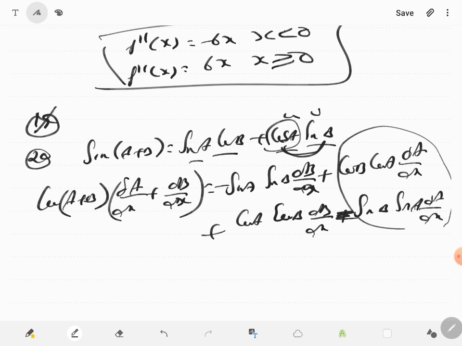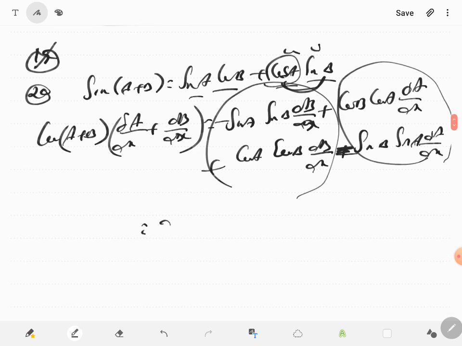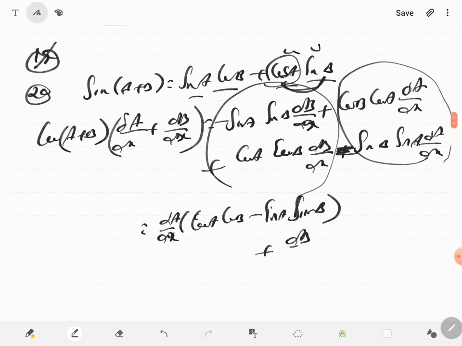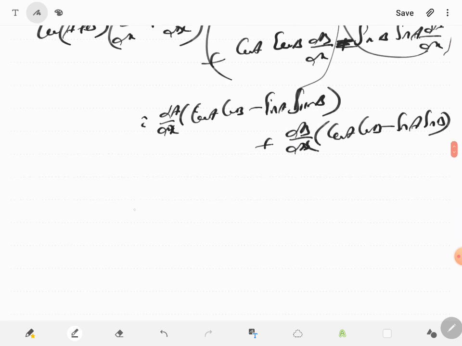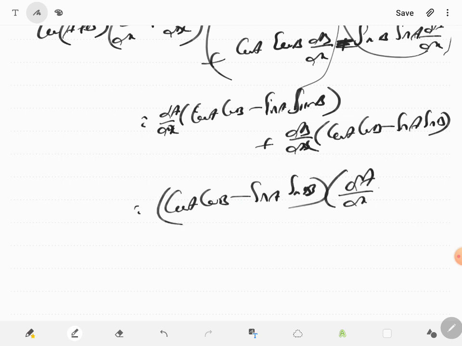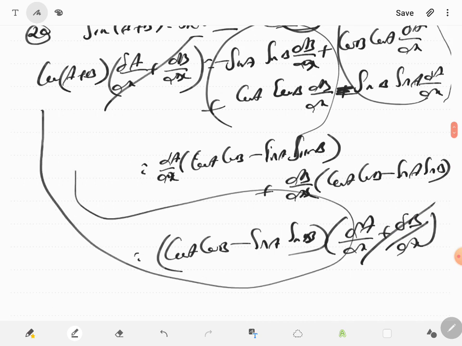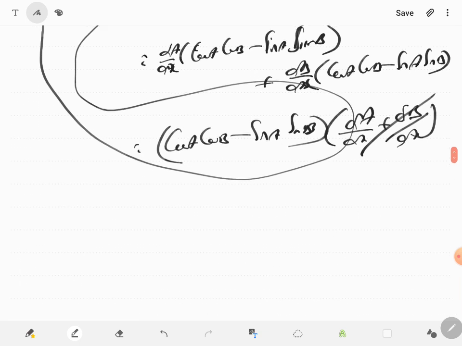So consolidate dA by dx, consolidate dB by dx. If you consolidate dA by dx, you will get cos a cos b minus sin a sin b. Sorry about my bad handwriting. And then you will consolidate dB by dx. You'll again get cos a cos b minus sin a sin b. Now you can take out cos a cos b minus sin a sin b common. You'll get dA by dx plus dB by dx, which will get cancelled with the left hand side, and thus you got the formula for cos(a+b). So let's go to the next question.